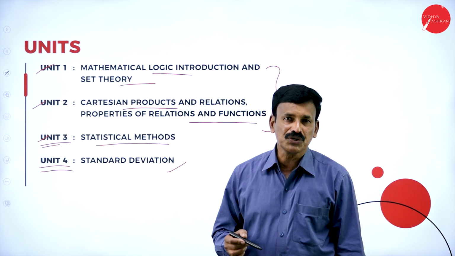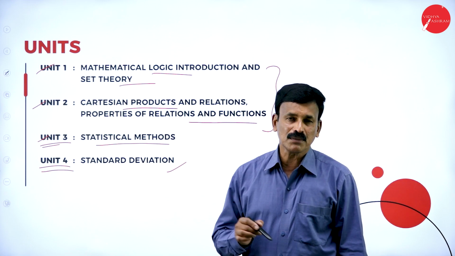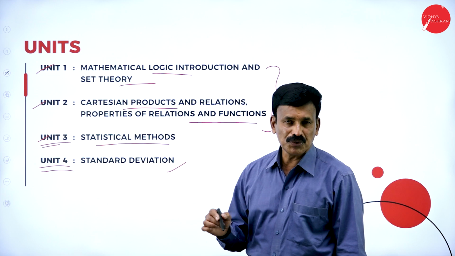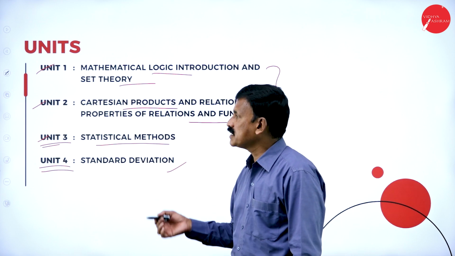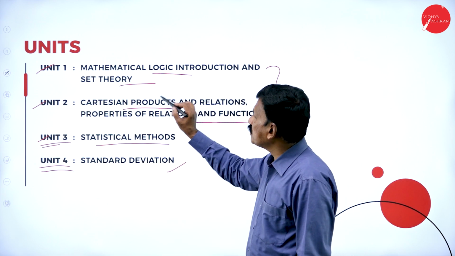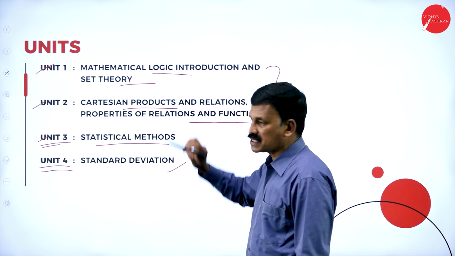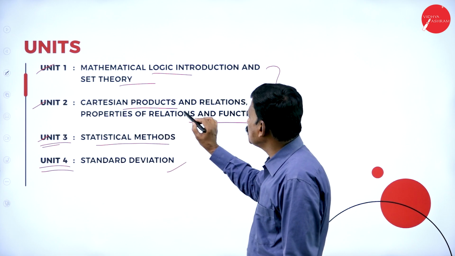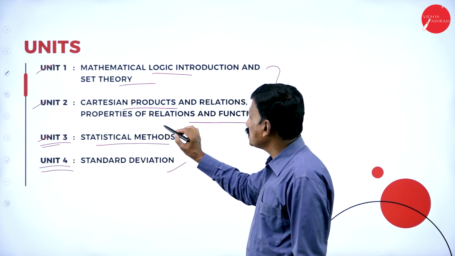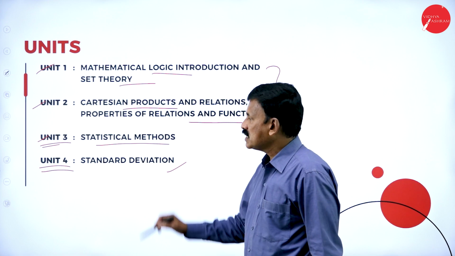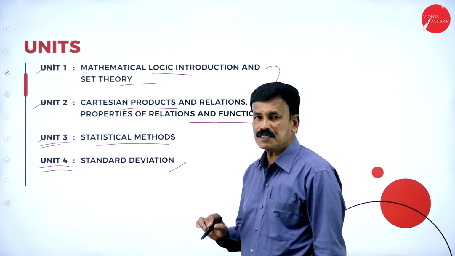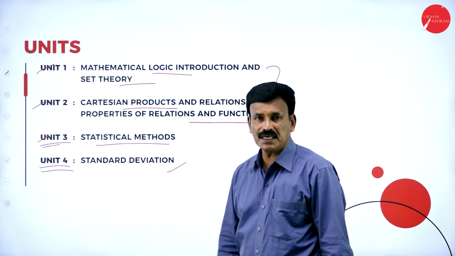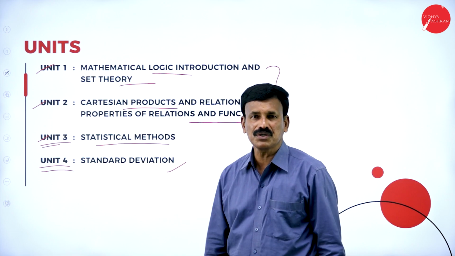So these are the 4 units we are going to study in Mathematical and Statistical Computing of first semester BCA, right? So there are 4 units. Unit 1, mathematical logic, introduction and the set theory. Second unit is Cartesian product and relation, properties of relations and functions. And the third unit is statistical method. And the fourth unit is standard deviation. So these are the 4 units.